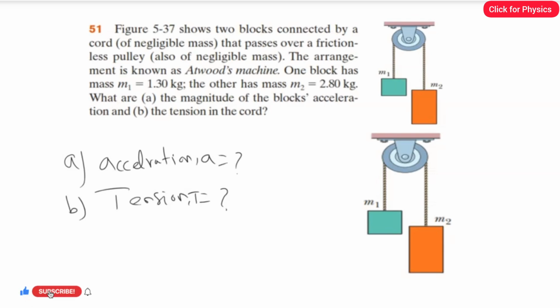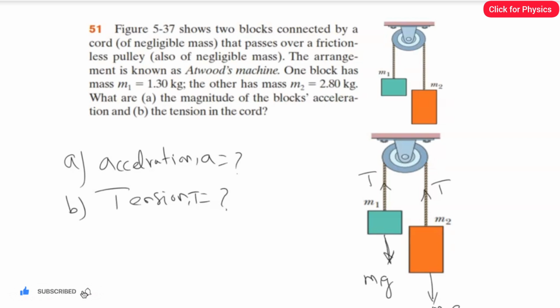Let's take the left hand side of the system. Here, we connected the cord with m1. When connected, the tension will be created in this direction. And here you have the force due to gravity, which is a straight line, m1 multiplied by g. Likewise, if you see the right hand side of the diagram, we have m2. By that, the tension will be created in this direction, and then the force due to gravity on m2 is m2g.